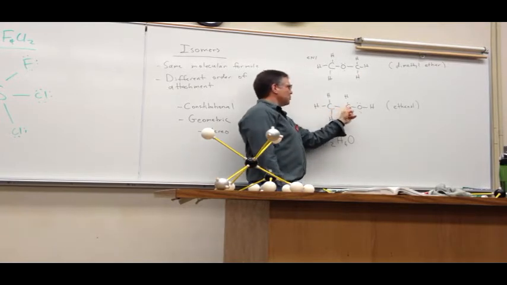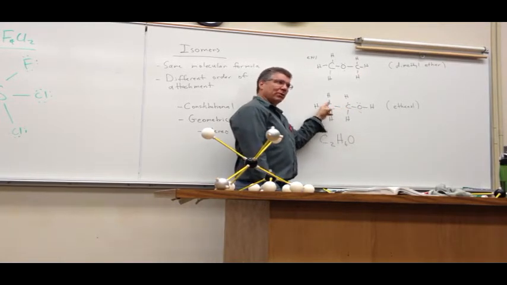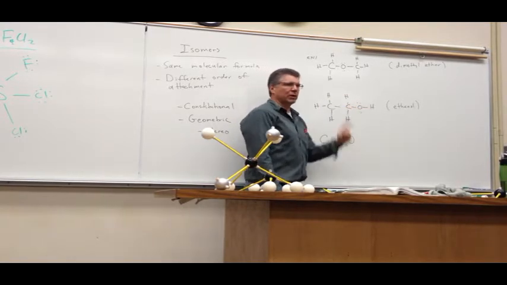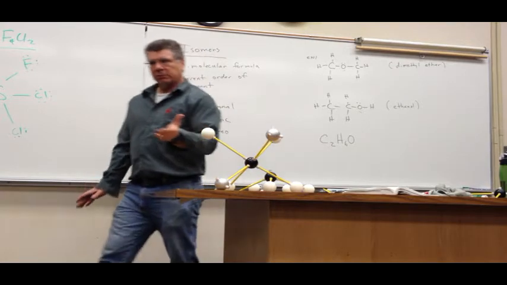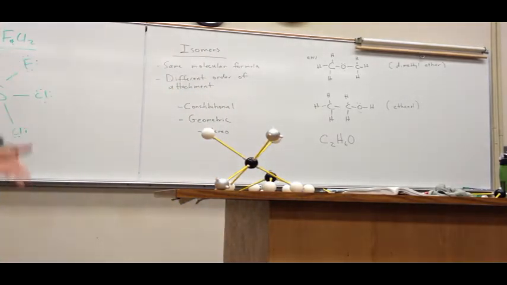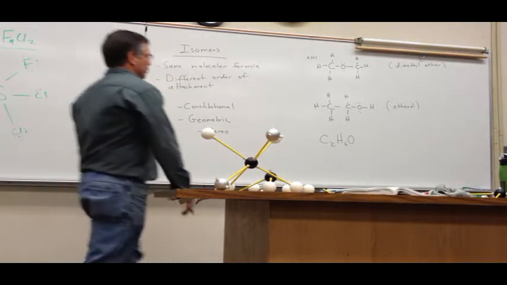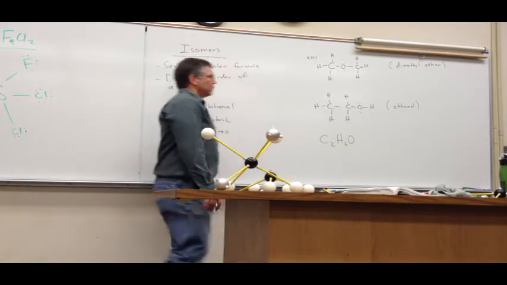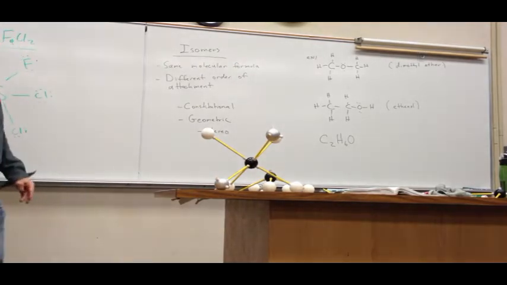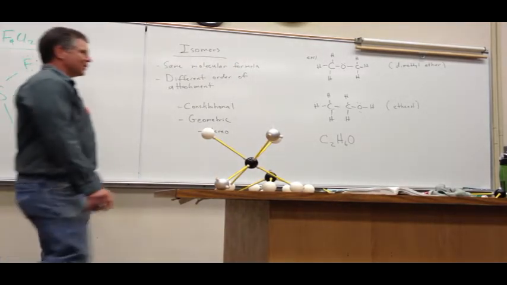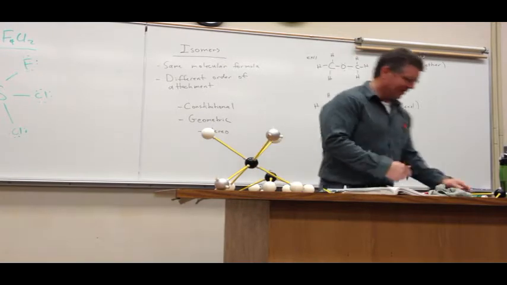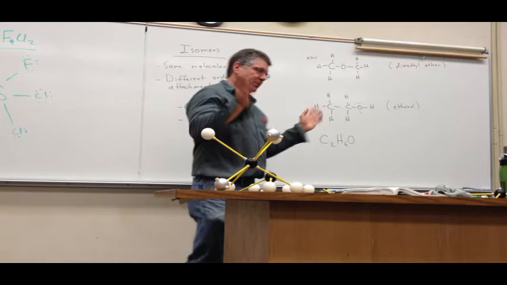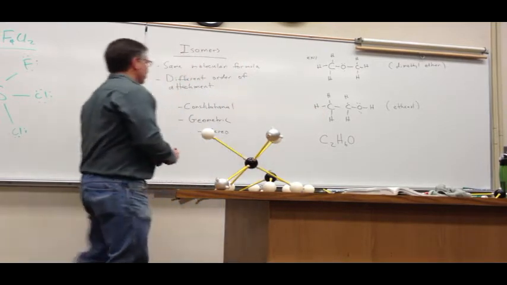Whereas here, 2 carbons are attached directly to each other. One's terminal and has 3 hydrogens, the other's internal and has 2 hydrogens, and then it has the oxygen with the hydrogen on the outside. Same formula, different structure, different properties, right? This is the stuff in beer and wine and all that. This, if you drank, it would kill you. Not good. So that's what constitutional or structural isomers are.